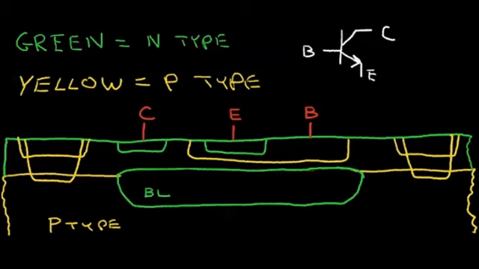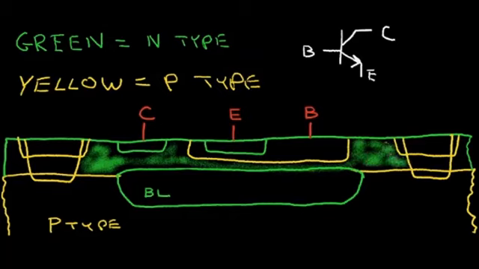So let's shade in these different regions to make it a little more clear. The N region is lightly doped N region here, and underneath this base region, this is lightly doped. This is lightly doped N region. And over here, the other side of the isolation, we have more lightly doped N region. This is lightly doped N region over here at the left. And this buried layer is very heavily doped for low resistance.